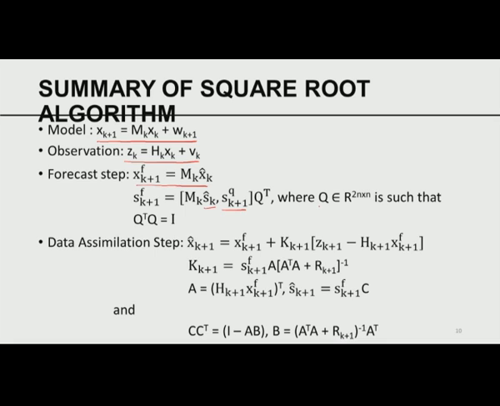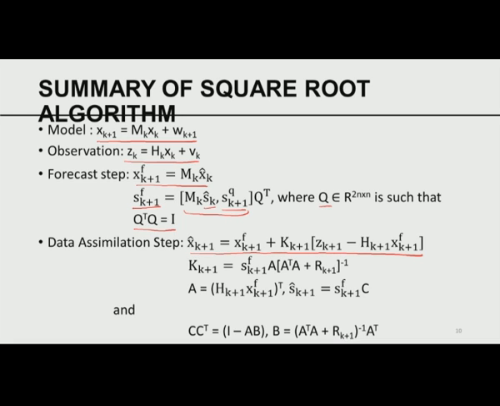Q is available from the QR decomposition, which is the Gram-Schmidt orthogonalization. So by doing a Gram-Schmidt orthogonalization on this matrix, I get S_{k+1}^f. Please remember Q transpose Q is I. Now I am going to go to the data assimilation step.